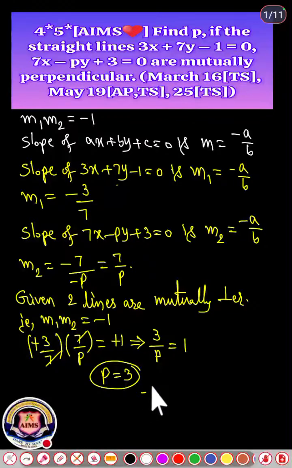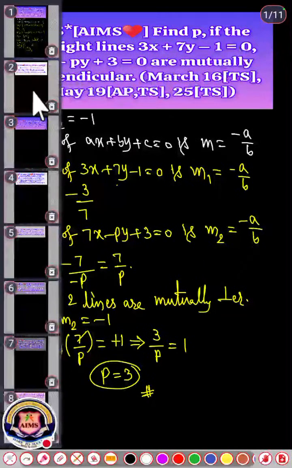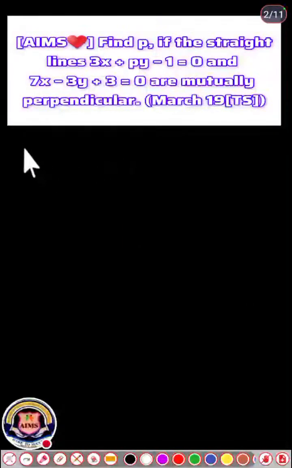Okay, my dears, I hope you all are understanding clearly. According to this concept, we can take one question. If the straight lines 3x + py - 1 = 0 and 7x - 3y + 3 = 0 are mutually perpendicular, then find p. Here perpendicular means for two lines you can use m1 m2 = -1.